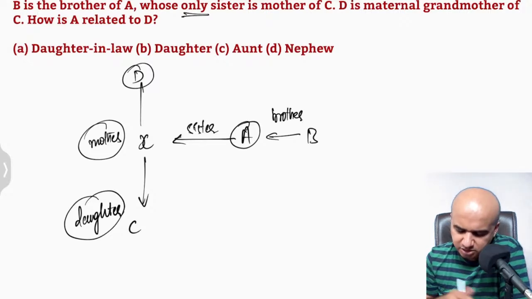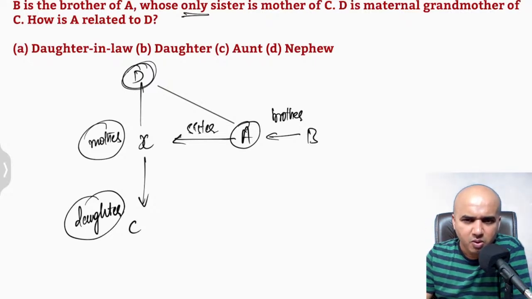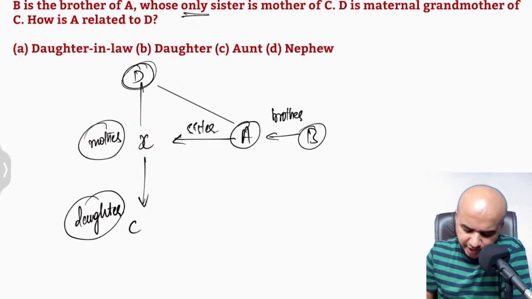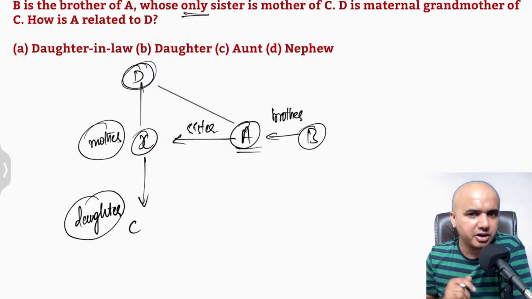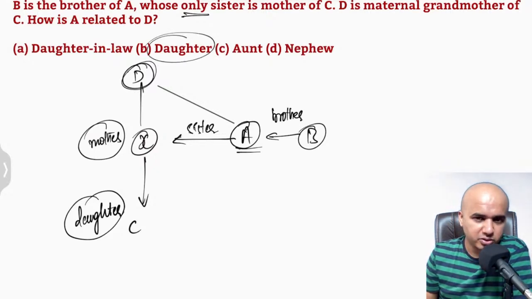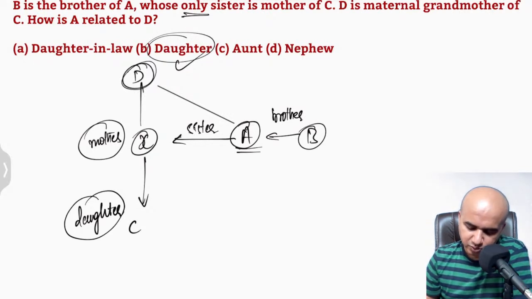Now, the relationship between D and A, it looks easy, but the point is we do not know the gender of A. A could be, see, B is the brother and X is the sister. But what about A? They are not mentioned anywhere as to the gender of A. So it is difficult for us to identify the gender. But the given options, they do not have the option cannot be determined. In the given options, only thing which we can select is daughter, assuming A is the daughter of D. Either it could be daughter or it could be son.